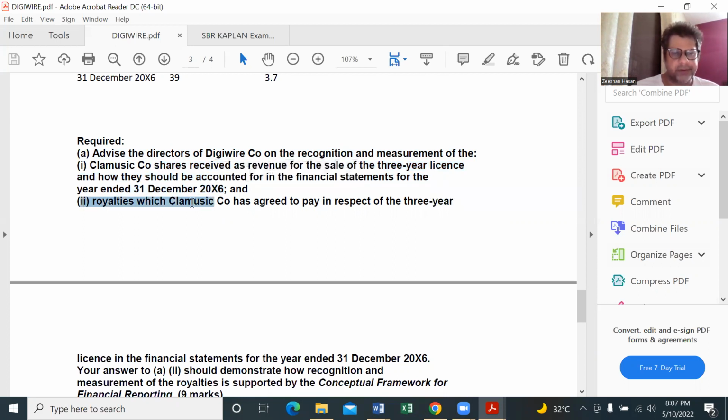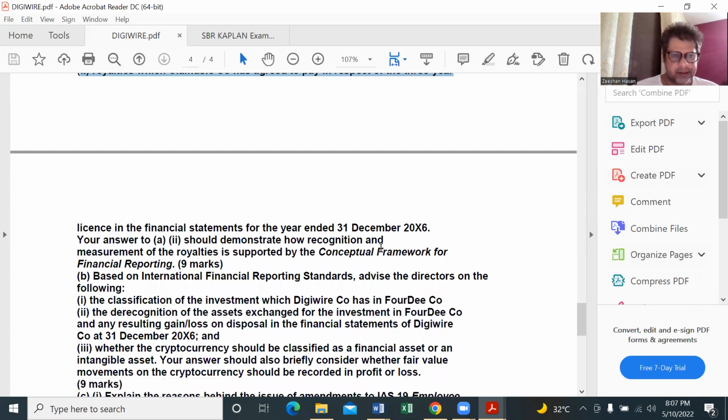2. Royalties which Clam Music Company has agreed to pay in respect of the 3-year license in the financial statement for the year ended 31st December X6. Okay, in your answer to A, you should demonstrate the recognition and measurement of the royalties as supported by the Conceptual Framework for financial reporting, and this requirement will give you 9 marks.